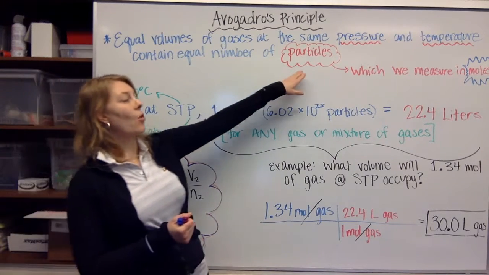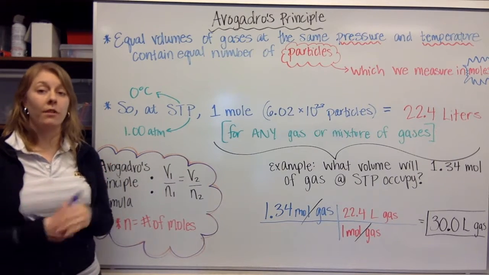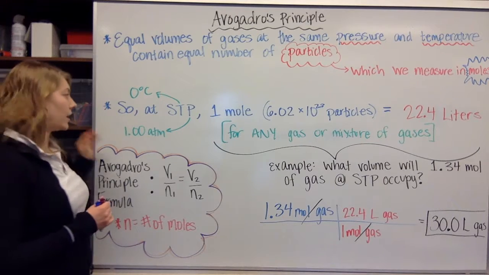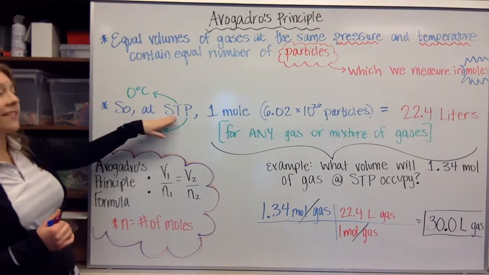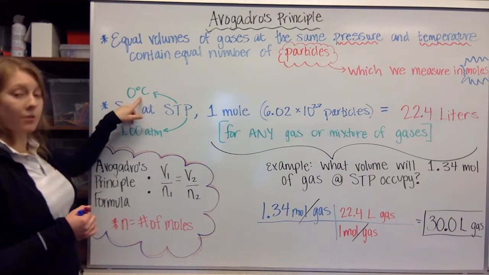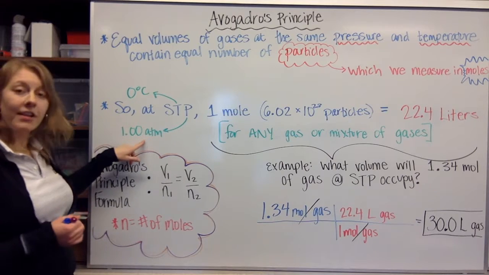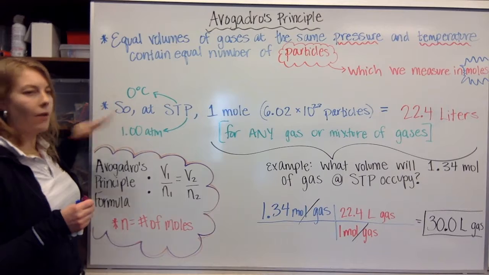But these particles we're measuring in moles, so the equal volumes contain equal number of particles, which we're going to measure actually in moles. Now we've seen this already. At STP, remember standard temperature and pressure, and standard temperature is 0 degrees C. Standard pressure is 1 atmosphere. We've kind of briefly mentioned that, but this is kind of laying it out for you.